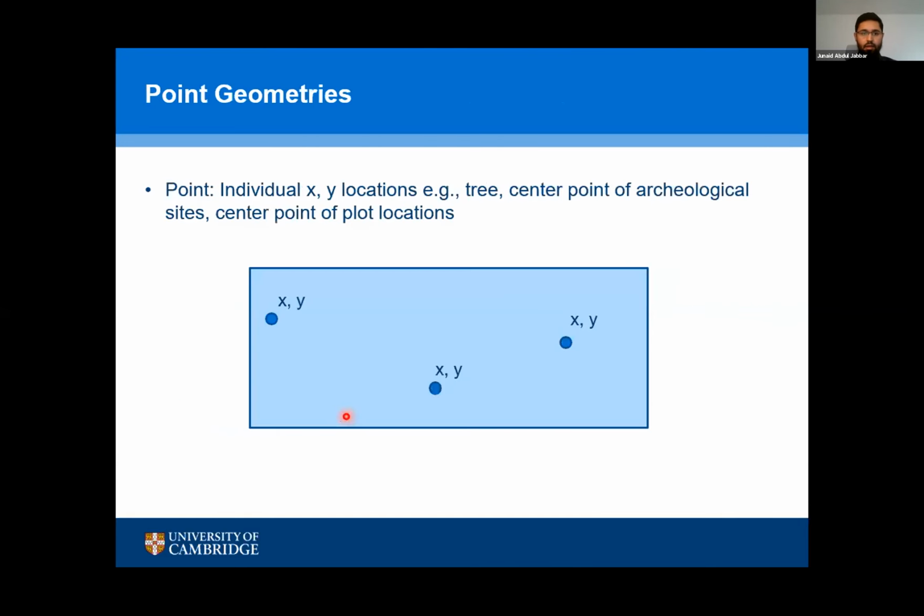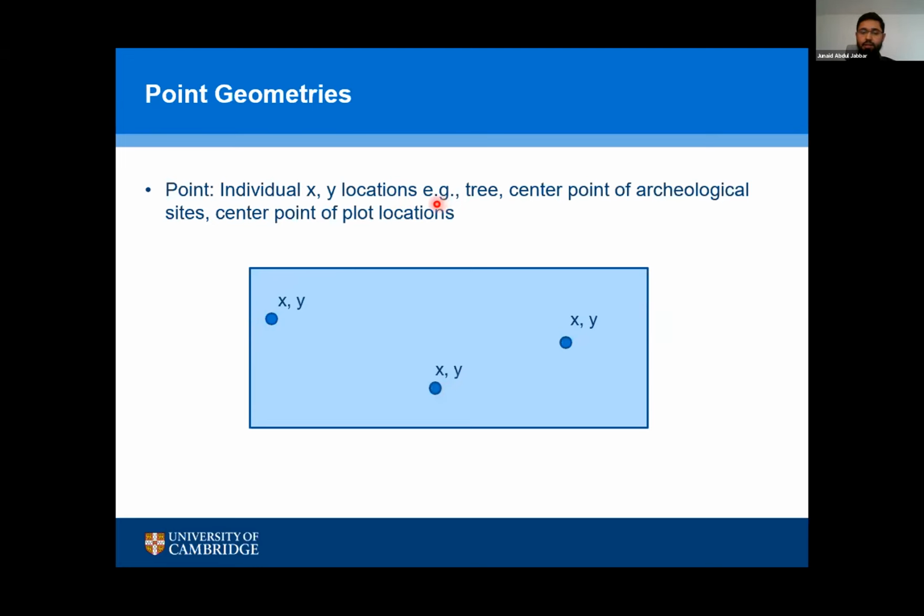So starting with the very basic type of geometries, that are basically point geometries. Point geometries are individual X and Y locations. We can represent different data using point geometries. So this is one location, this is another location, this is the third location.